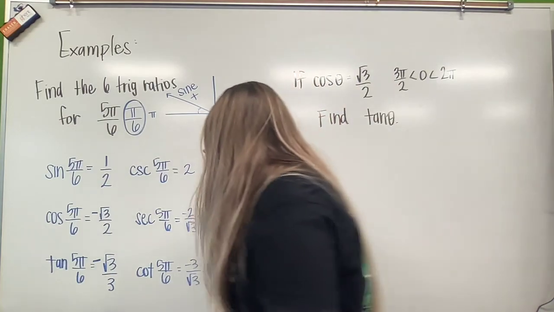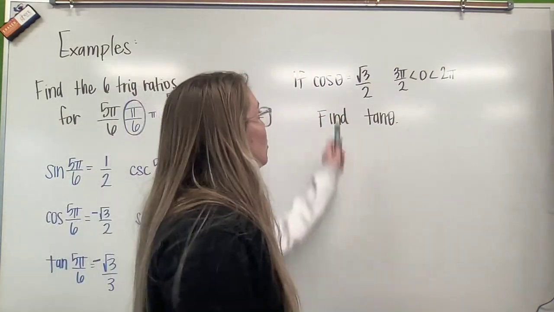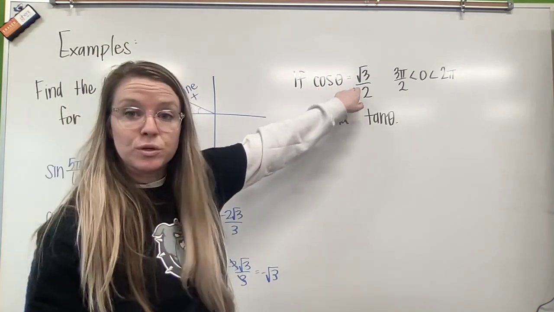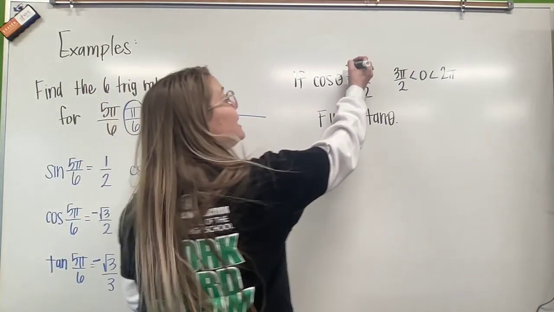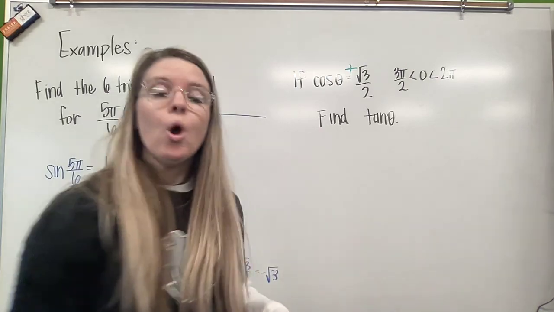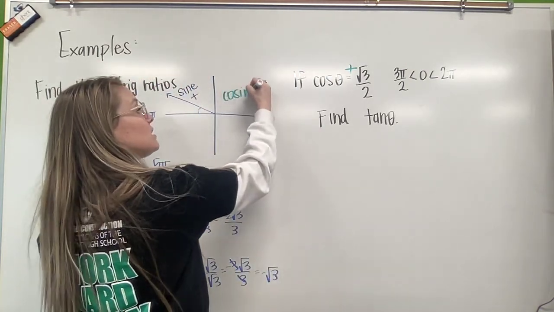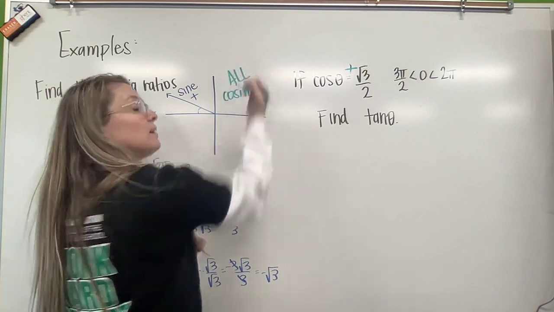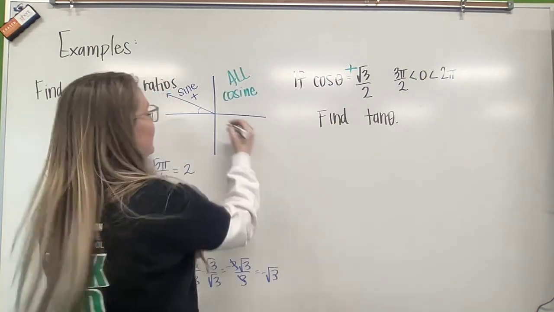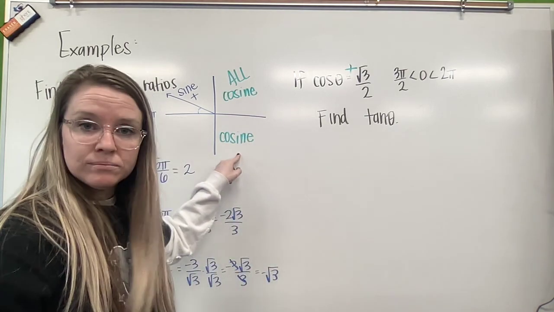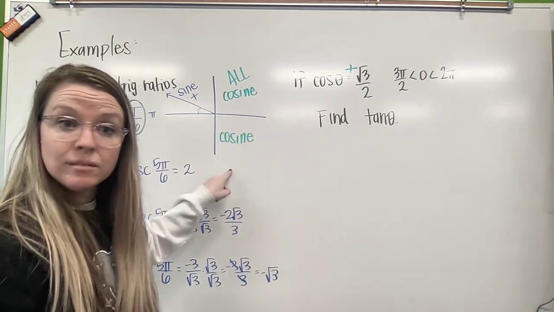Okay? A second type of question we're looking at is here. I know the cosine of theta is root 3 over 2. I notice here it is positive. Where is cosine positive? We know cosine is positive where all trig is positive in the first quadrant, and cosine is positive in the fourth quadrant. So which quadrant are we in?